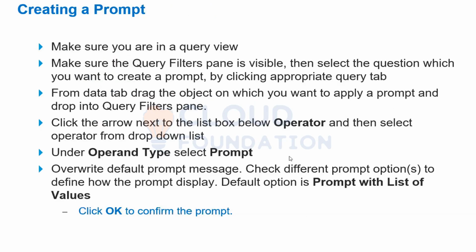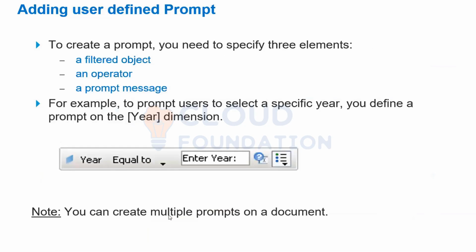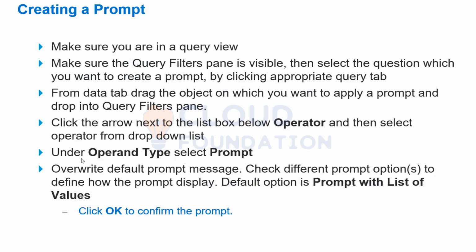From the data type, drag the object on which you want to apply a prompt and drop it into the Query Filter pane. Drag the object from the pane and drop it into the Query Filter pane. Then use the operand type and select prompt. Override default prompt messages. Check different prompt options to define how the prompt displays. There will be a default prompt message. You can also override that and give your own text for the prompt message. And we can click to confirm the prompt.